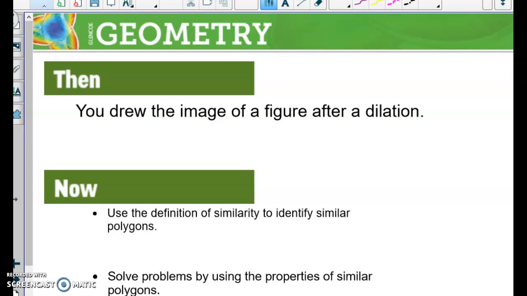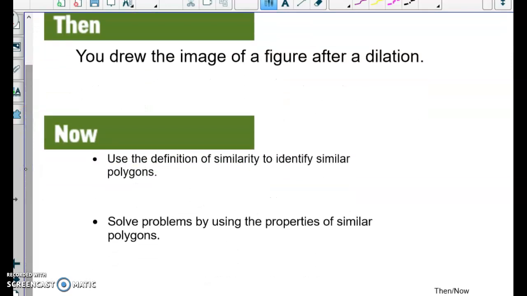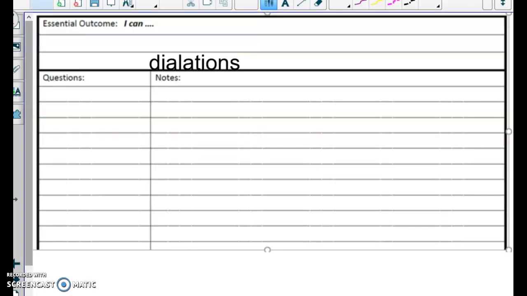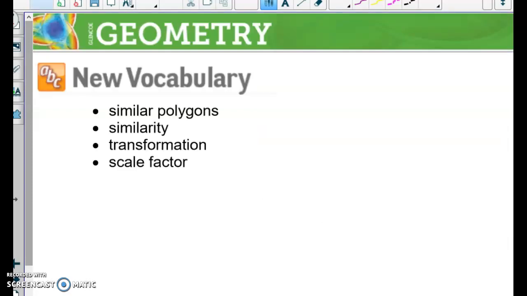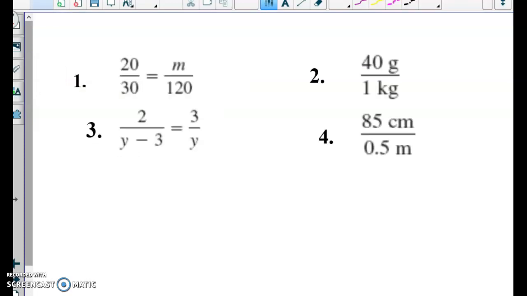So, good review. What we're going to do in section 2 here is we're going to use similarity to do some solving, basically. And these are dilations, and similarity, transformation, scale factors. You can see why we put these two sections together, because they're so similar. Again, back to this stuff. I know it's review, but you have to put them in the same units before you can simplify.